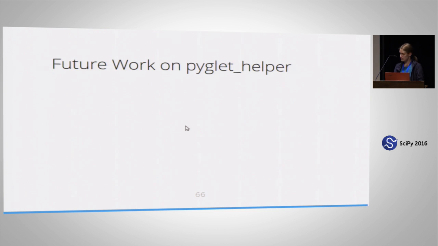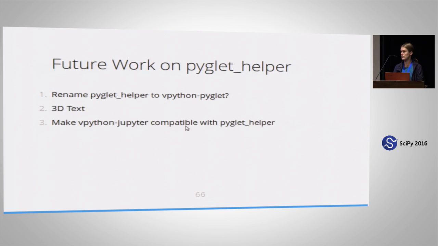All right, so future work. So I'm talking with the developer right now about renaming the thing that I created to VPython Piglet, just to give that as another option. However, I don't know, given that I changed all of the variable names to match Python styling, I don't know if that was a good idea or whether this will be possible now. I want to implement 3D text, and I also want to make sure that VPython Jupyter is compatible with what I've built.